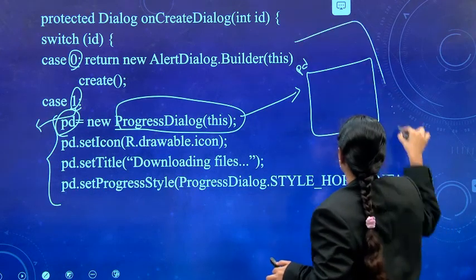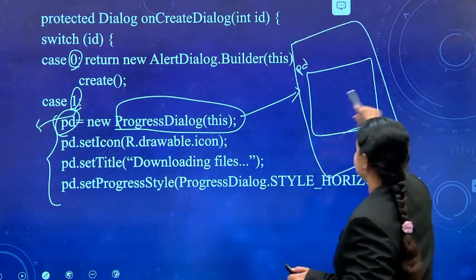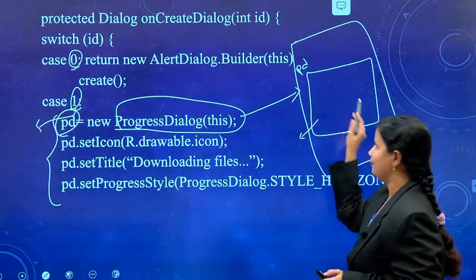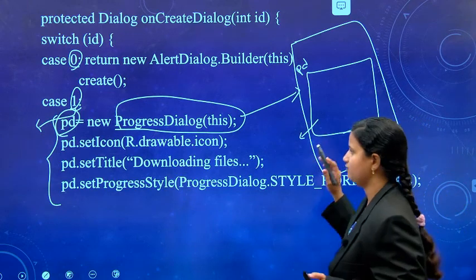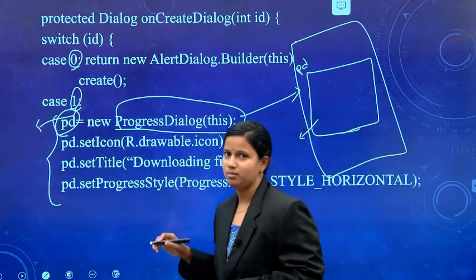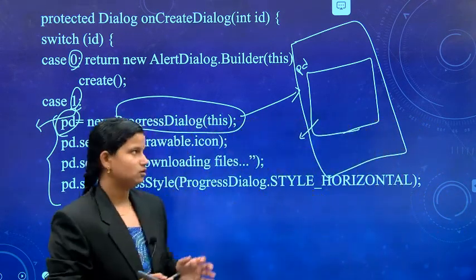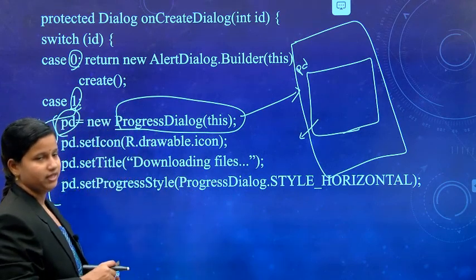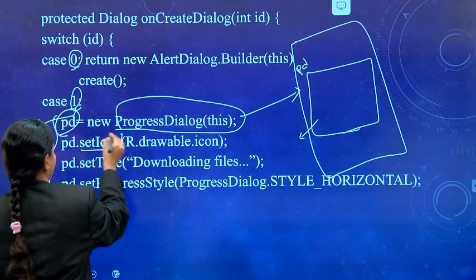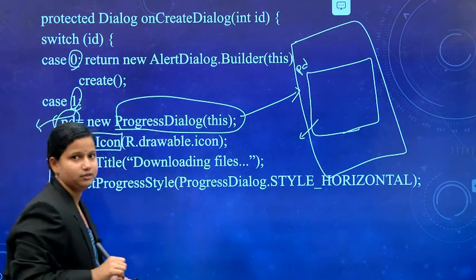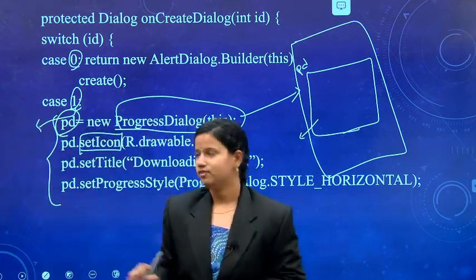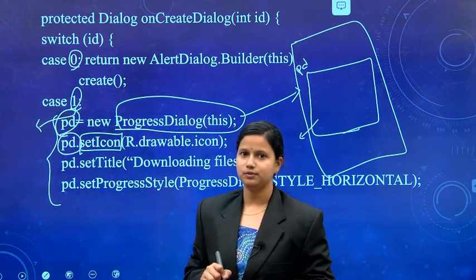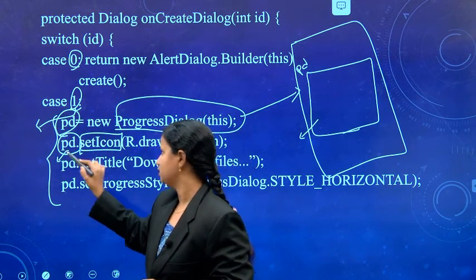So, this is your activity space. From that activity space it will create one of the progress dialogs with empty things. It is not having anything. How do we set the information for that progress dialog? So, first thing is we have to set the icon. Any property is set by using the object of that one. So the object of the progress dialog is pd dot set icon.